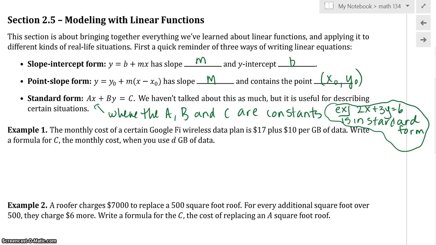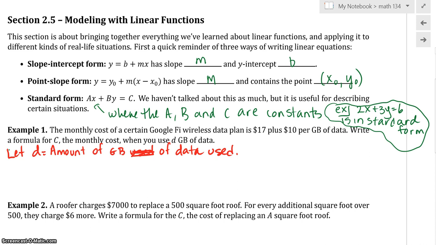Okay, let's look at example 1. Example 1 says the monthly cost of a certain Google Fi wireless data plan is $17 plus $10 per gigabyte, GB, of data. Write a formula C for the monthly cost when you use D amount of gigabytes. So let's use some red. I'm going to let D be the amount of gigabytes of data used.